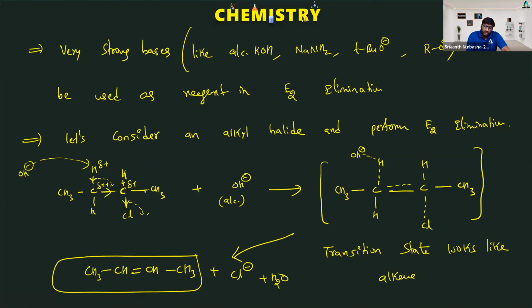And you can also think of other attack. I have picked up the beta carbon only. This is alpha carbon, this is beta carbon, this is also beta carbon. This beta carbon also has hydrogens. Whenever we have two different beta carbons, the beta hydrogen picked up is the one that gives more substitution for the respective alkene. That is nothing but Saytzeff's alkene.